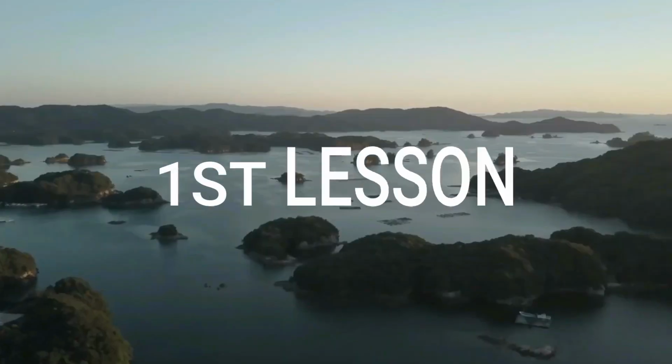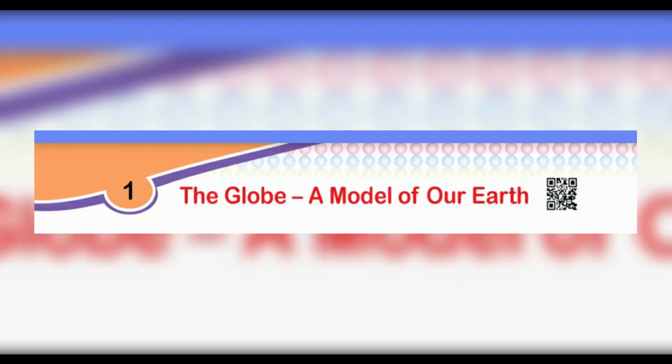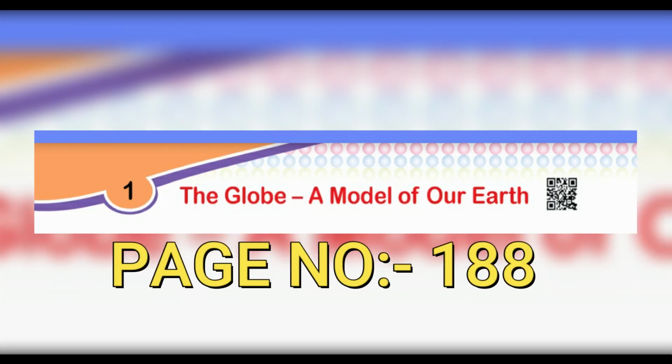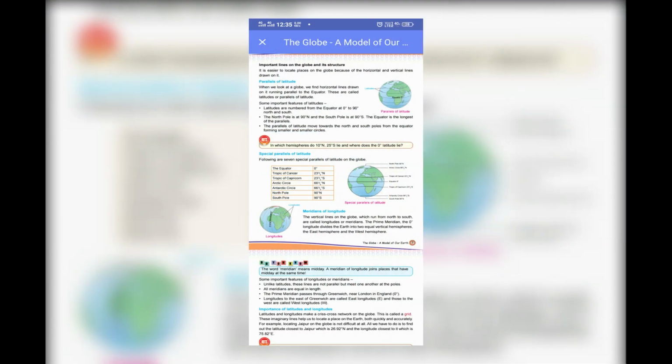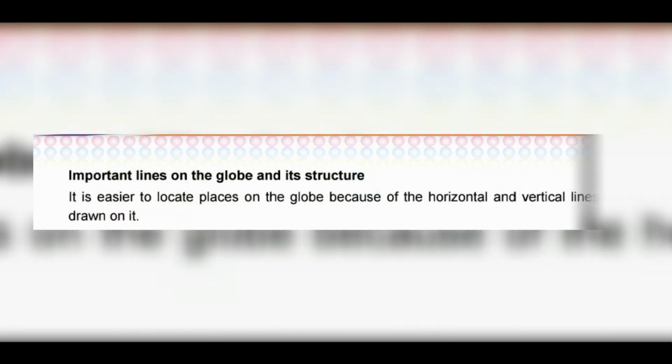Today we'll continue the same first lesson, that is the globe, page number 188. Important lines on the globe and its structure. In the previous class we learnt about the globes and maps. We learnt about the globe, water bodies, continents, poles, hemispheres. So in this session we are going to learn important lines on the globe and its structure.